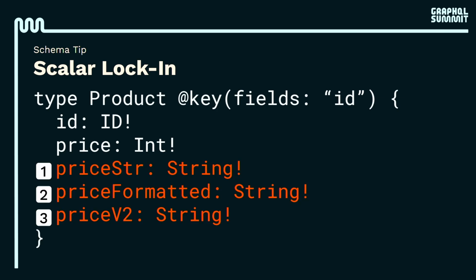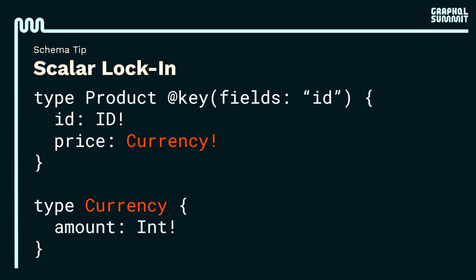Well, we could add some more fields. We could maybe add priceStr or priceFormatted or priceV2. But really, you can already tell none of those really feel ergonomic, as now you have a lot of pricing information on the product when really it should be encapsulated in the price. So let's look at a different way to go about it.